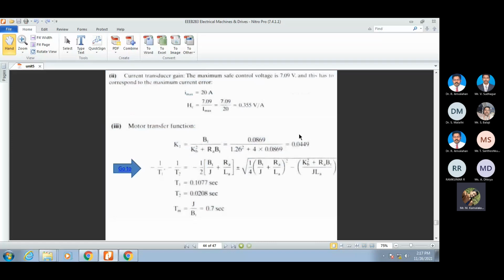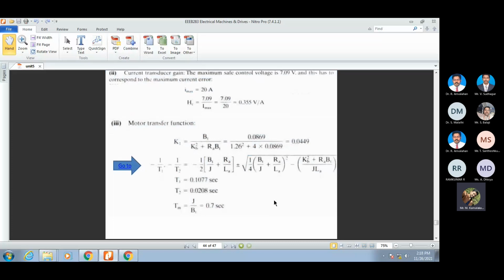So with that we are getting the motor gain value equal to 0.0449. With that we are calculating the value of T1 and T2 also. And the motor time constant is equal to J divided by B, which is equal to 0.7 seconds. So this is how we are decoupling everything in that overall closed loop of the machine.